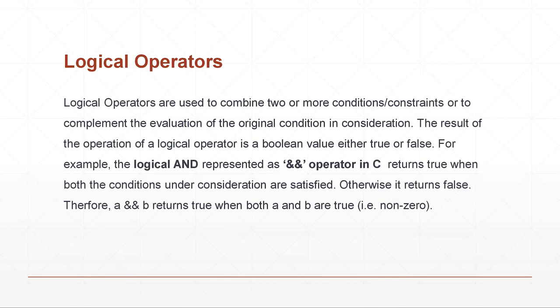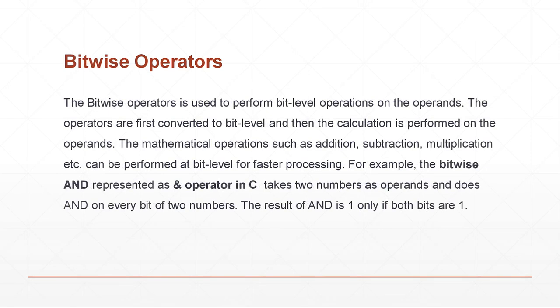Therefore, A && B returns true when both A and B are true, that is, non-zero. Next, we have bitwise operators. The bitwise operators are used to perform bit level operations on the operands. The operands are first converted to bit level and then the calculation is performed on the operands.